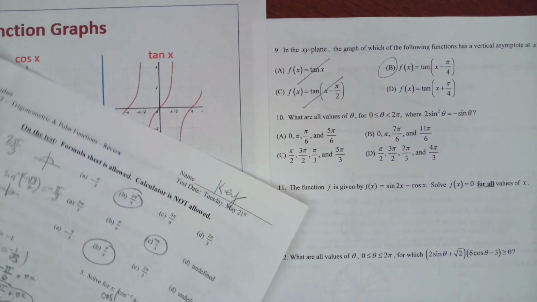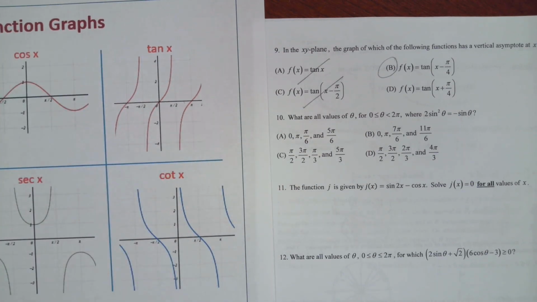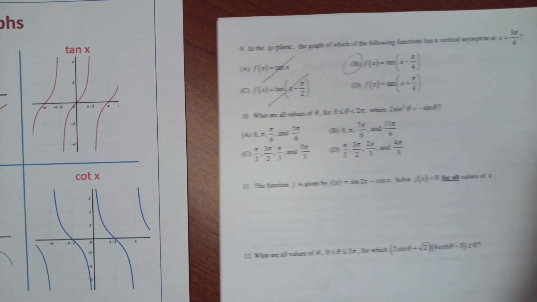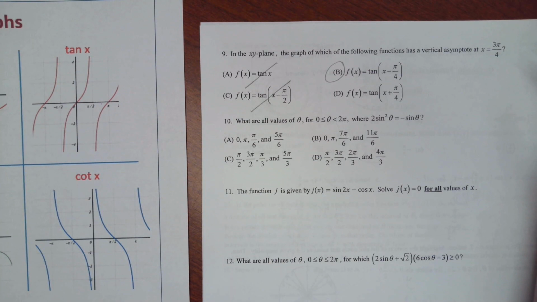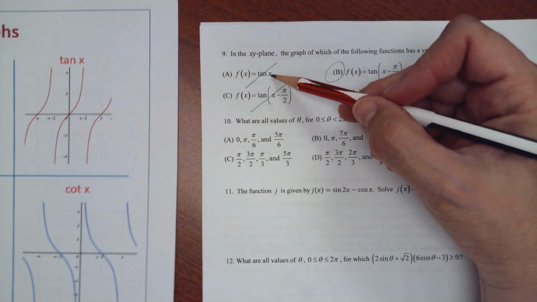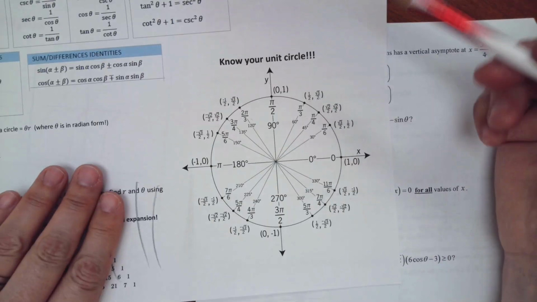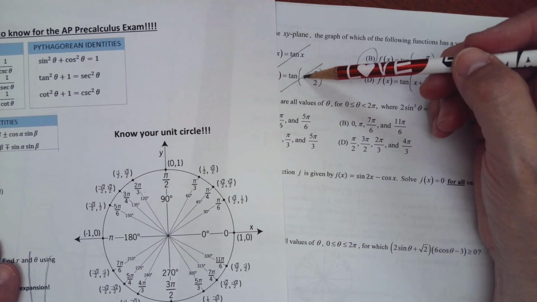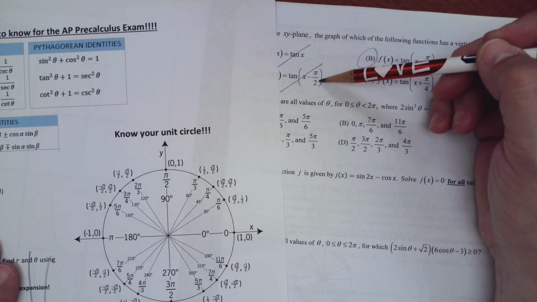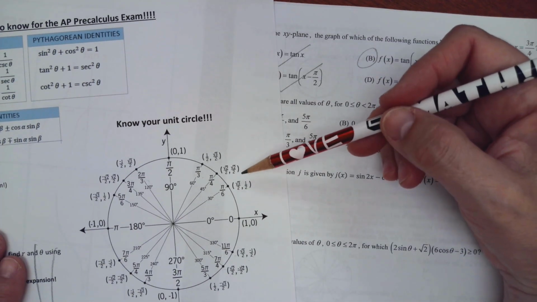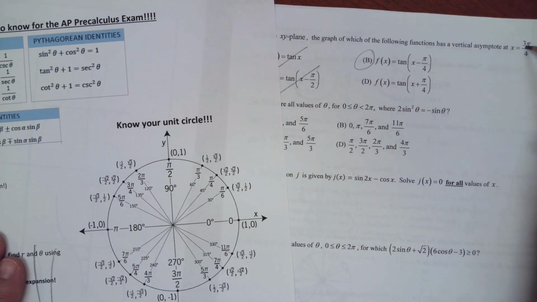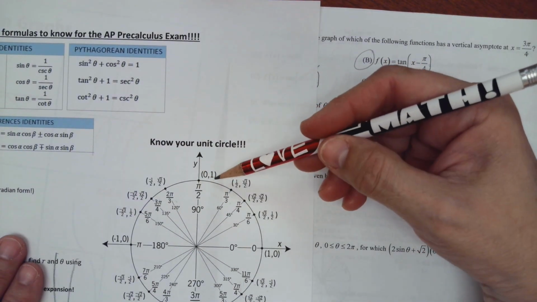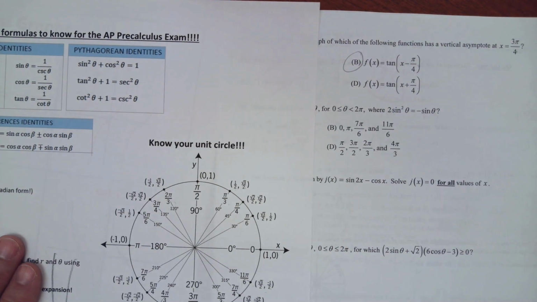So one way to do this is to remember the pictures. Another way to do it is to literally plug this in and see if you can do the tangent. If you can't do the tangent there, then that's an asymptote. So if you put 3 pi over 4 right here, the tangent of 3 pi over 4 is totally doable. It's negative 1. All right. If you put 3 pi over 4 here, well, 3 pi over 4 minus pi over 2 is going to be pi over 4, and that's doable. Whereas here, 3 pi over 4 minus pi over 4 is 2 pi over 4, which is pi over 2. Tangent's undefined there, so that's why that one doesn't work.